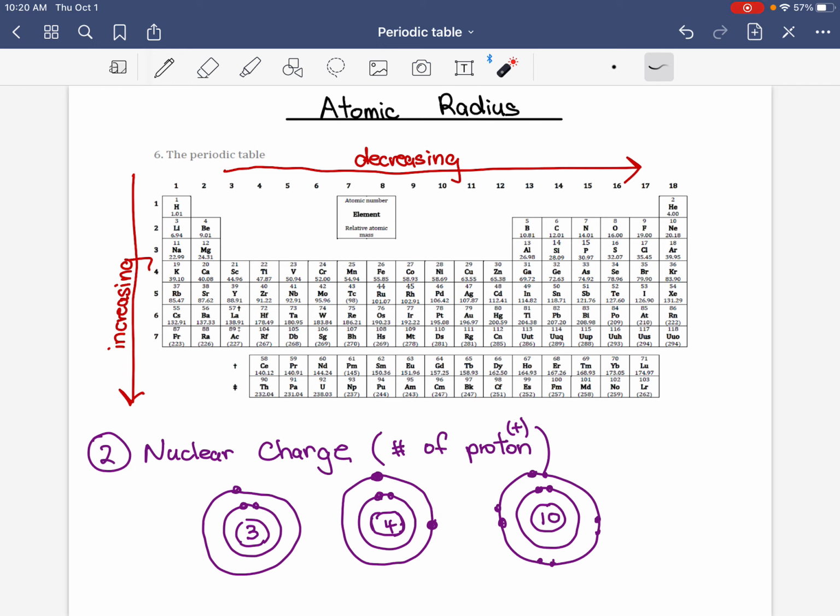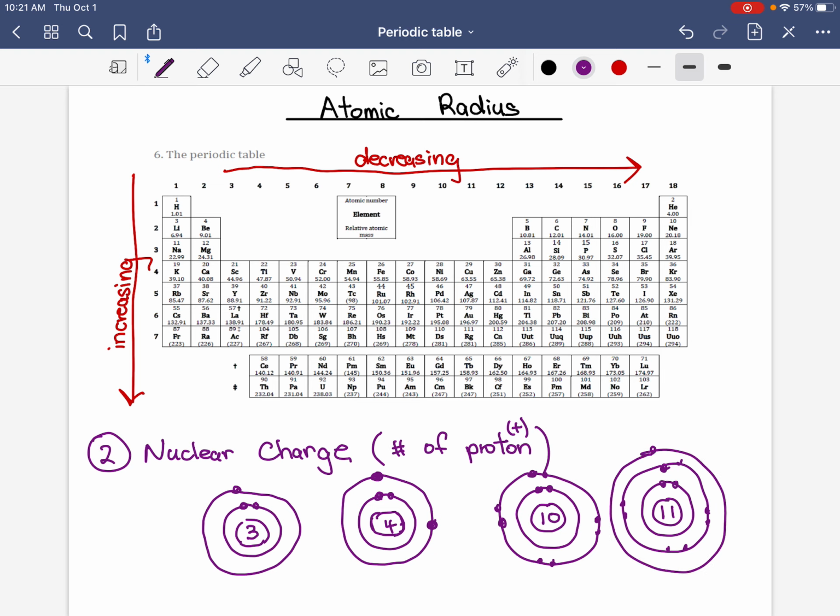Okay. Now, what about going to the next element? What if you have 11 protons? Like right here in sodium. Sodium has 11 protons. Even so, is sodium going to be smaller than neon? Of course not. We mentioned this before. If you look at sodium as an example, sodium is going to be big. Why? Because of that extra energy level that it has. Extra energy level is a big deal.